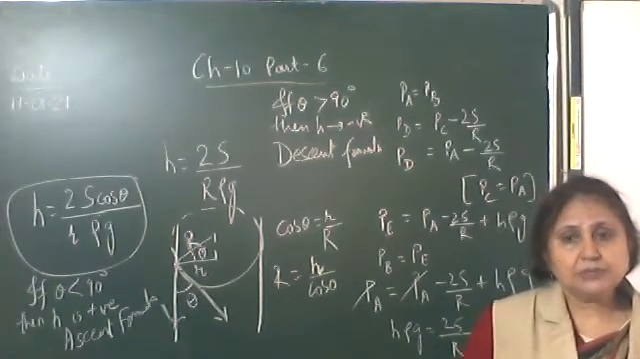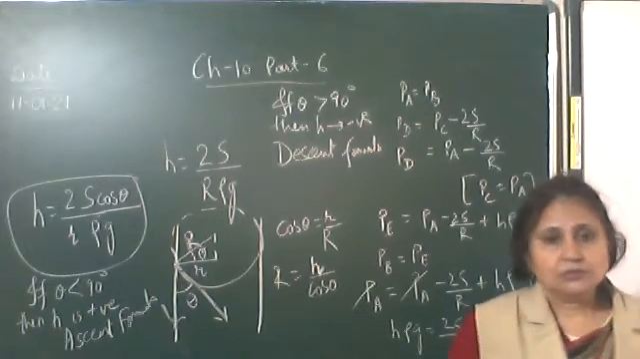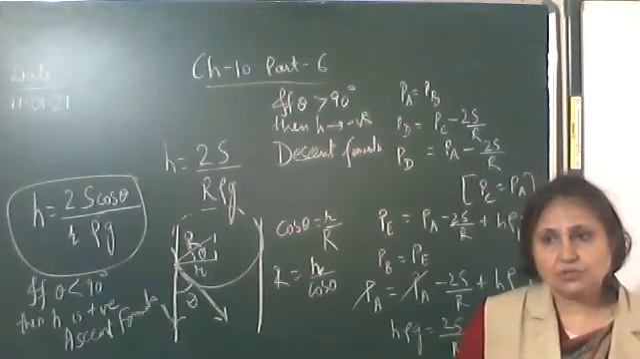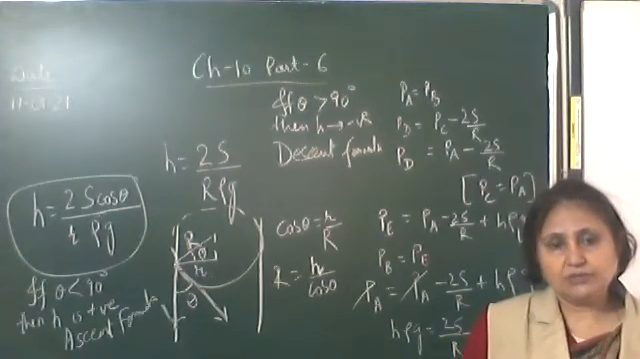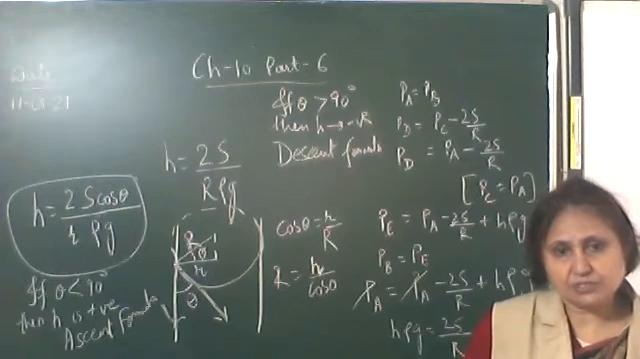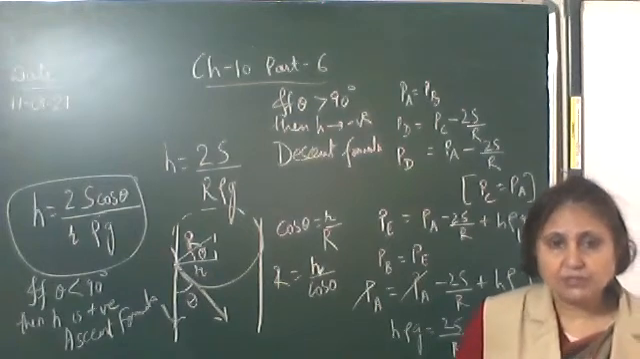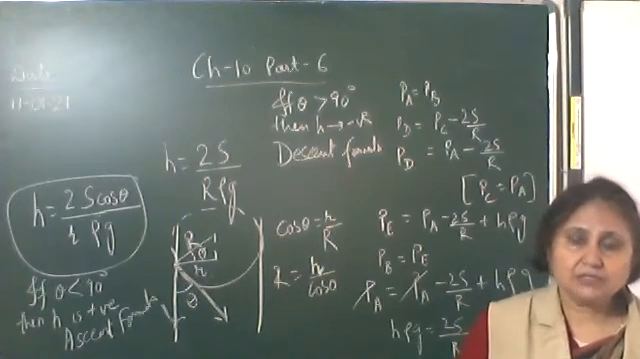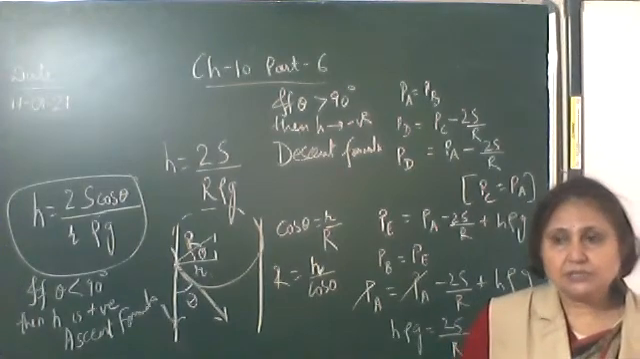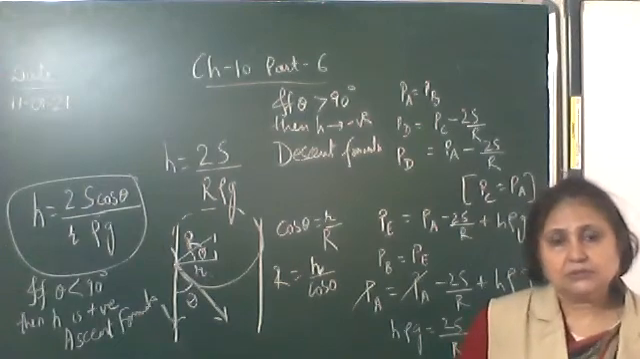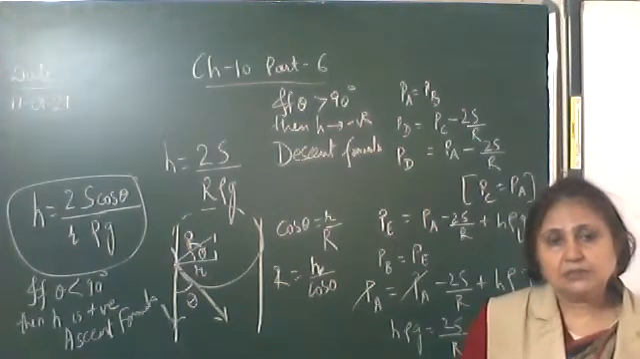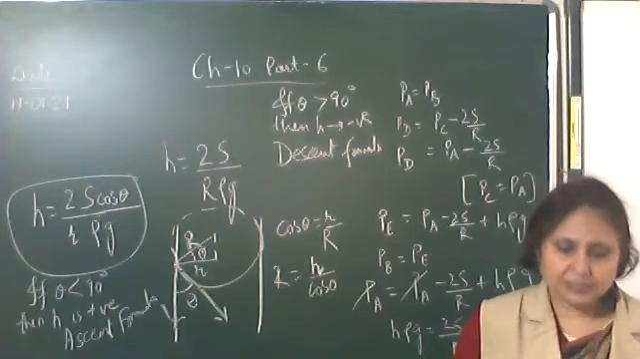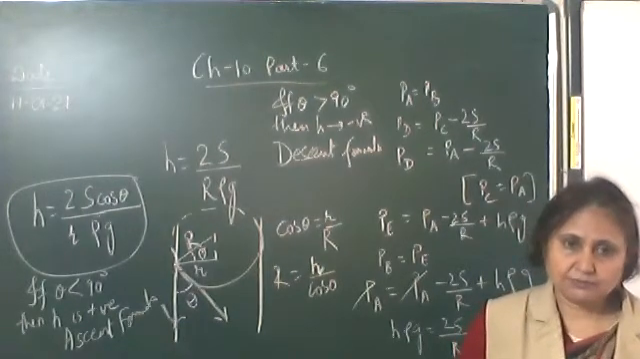Write its example. Salt dissolved in water increases its surface tension. Why? Because it's highly soluble. Salt dissolved in water increases its surface tension, whereas detergent decreases the surface tension of water.